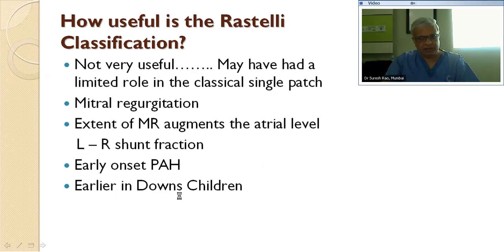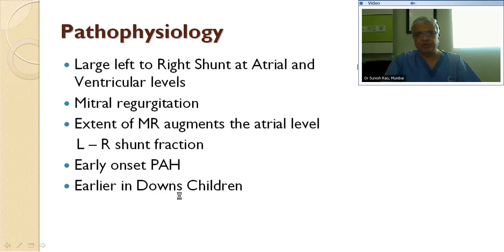Now let us see what's the pathophysiology of this, because that's important. There's a large left to right shunt at atrial and ventricular level, coupled with mitral regurgitation. And if the MR is more, this augments the atrial left to right shunt fraction, leading to early onset of PH and also much earlier in cases of Down children. The reasons I'll be telling you a little later.